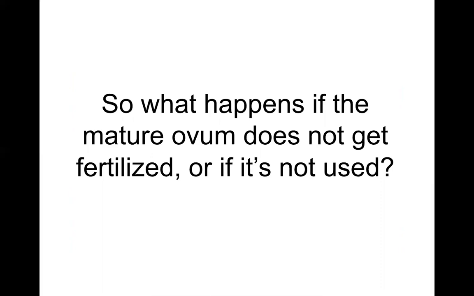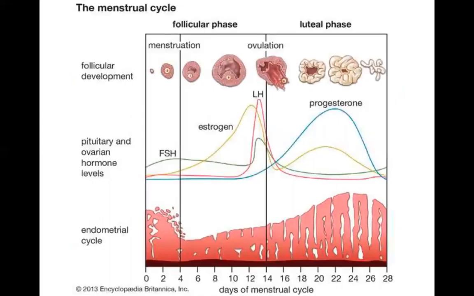Now, what happens if the mature ovum does not get fertilized or if it's not used at all? Well, that's where the menstrual cycle begins.